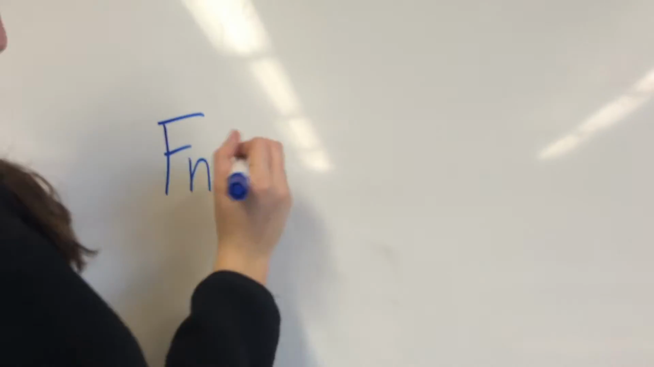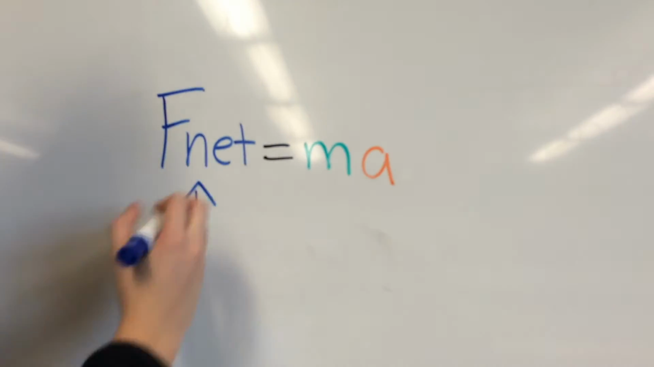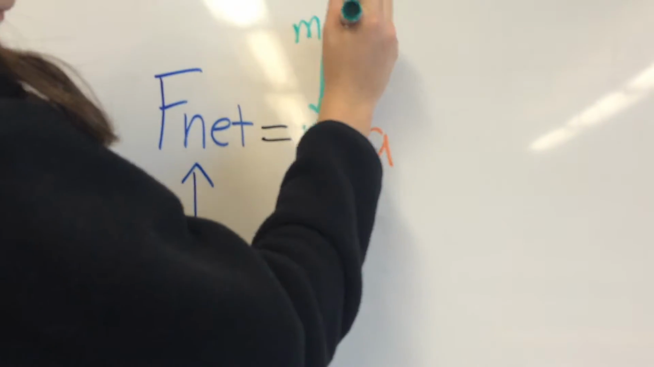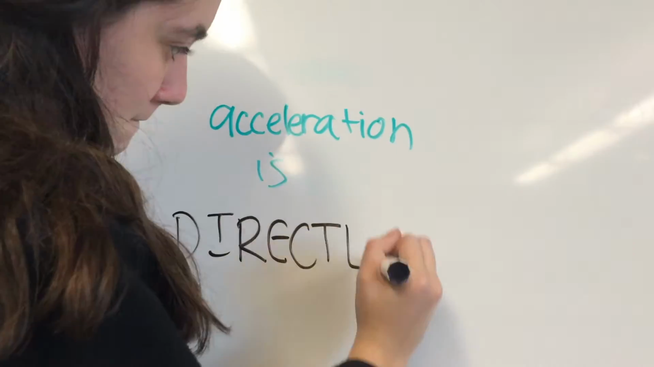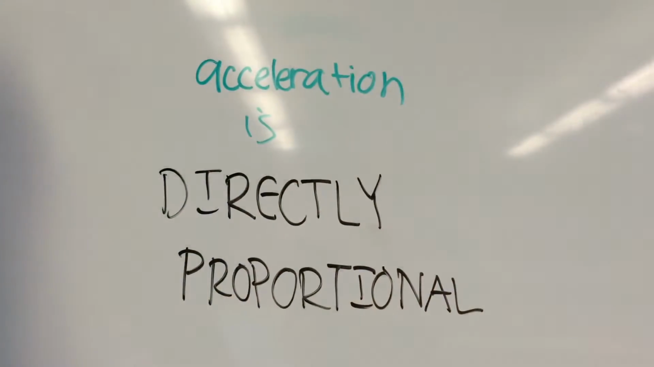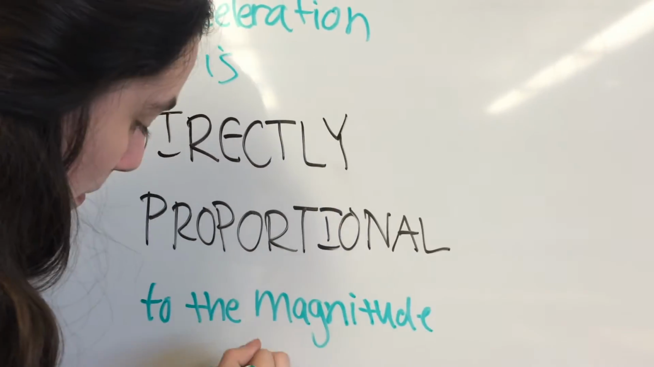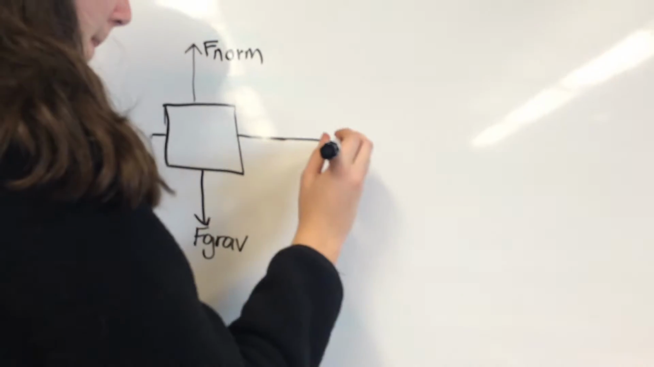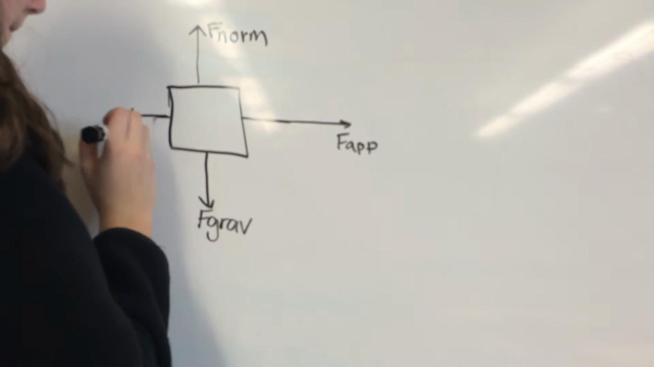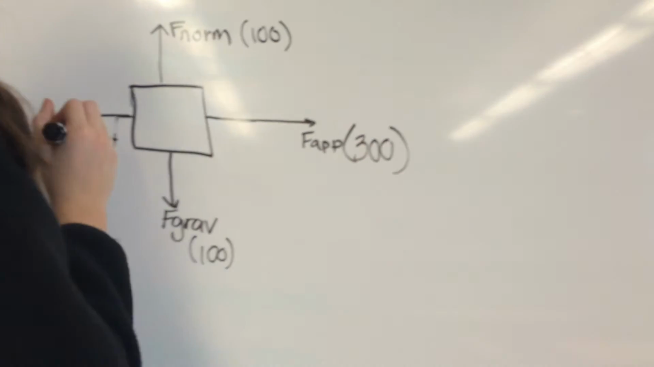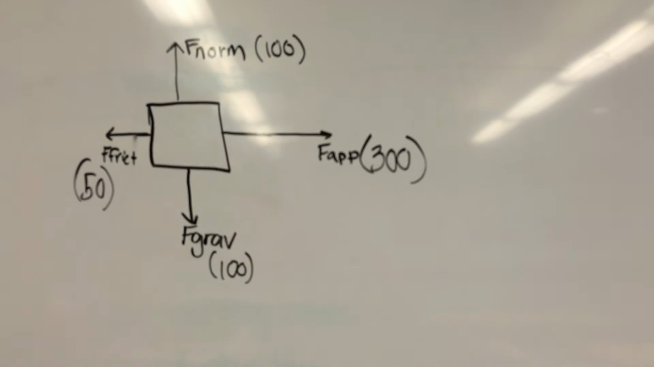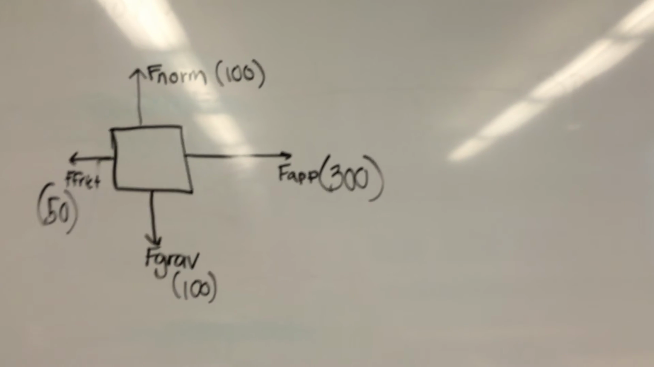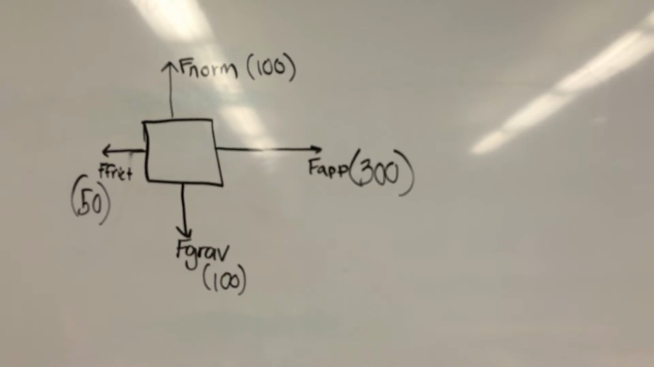Now moving on to Newton's second law, the equation for Newton's second law is F net equals mass times acceleration. A good way to explain Newton's second law is using a free body diagram. On this one, the net force would be 250 because, as you can see, the F normal and F gravity cancel out, and the F friction cancels out 300 from the application force.